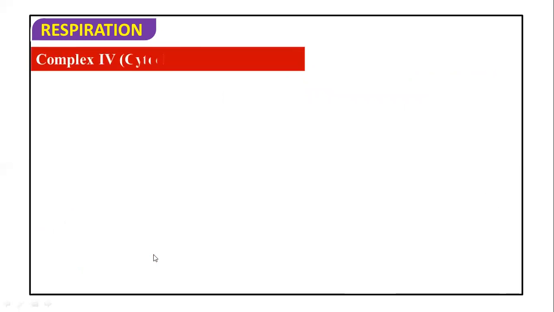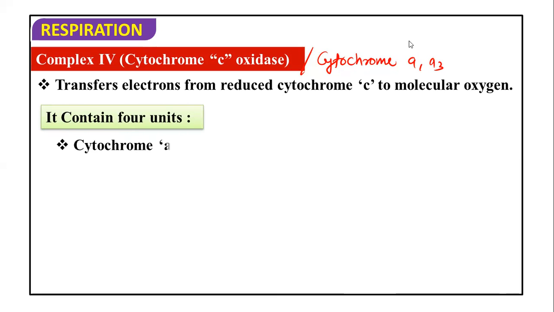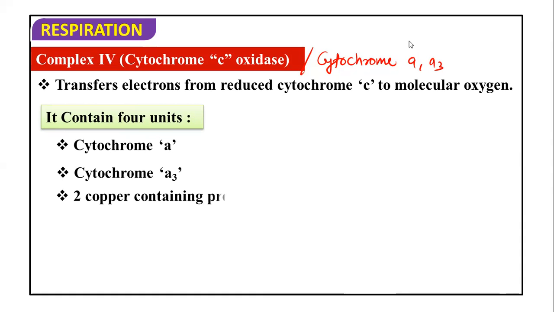After this, there is complex 4, which is known as cytochrome C oxidase. This cytochrome C oxidase is also known as the cytochrome AA3 complex. This has 2 copper centers and transports electrons from reduced cytochrome C, which is present on the outer face of the inner mitochondrial membrane, to molecular oxygen. It contains 4 units: cytochrome A, cytochrome A3, and 2 copper containing proteins. Okay, so these 4 things ultimately form complex 4.